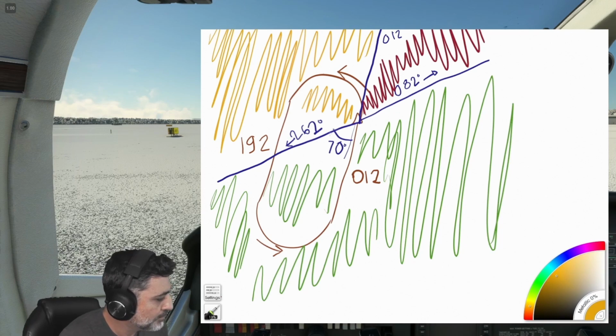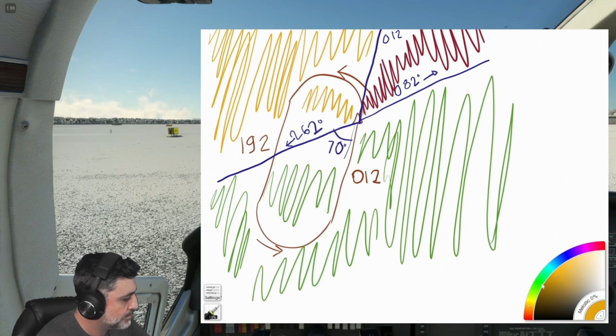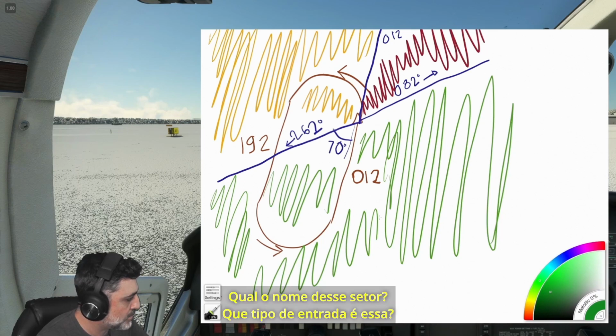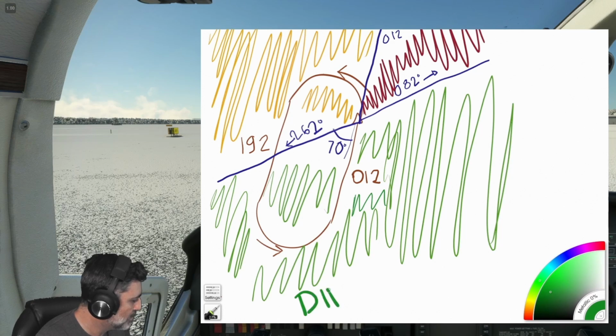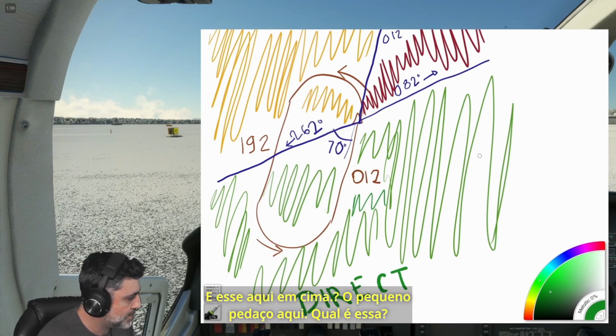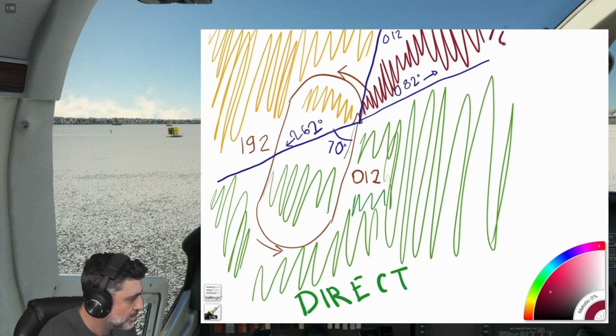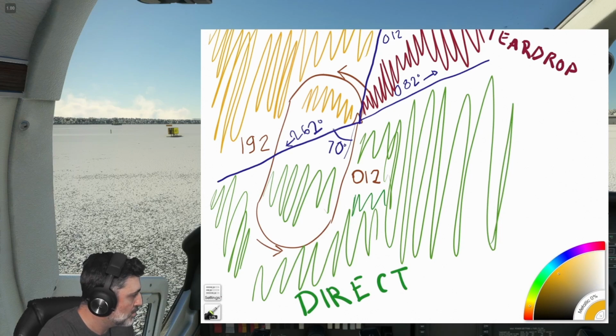All right. So tell me the names. Let's start with the green. What's the green one? What's the name of this sector? What kind of entry is this going to be? Okay. This is going to be direct. Right? Okay. How about the one up here? The small little slice here. What is that? Teardrop. Correct. And that leaves this one up here as parallel.